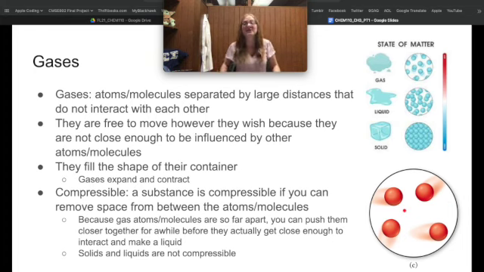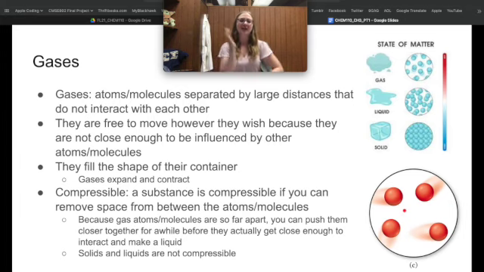So they're free to move however they wish because they are not close enough to each other to influence each other or interact with each other. So in a liquid and solid, there are forces that end up holding those atoms and molecules together. It has a little bit to do with temperature, a little bit to do with forces. We'll talk about that, I believe, in part 3 of this lecture series.